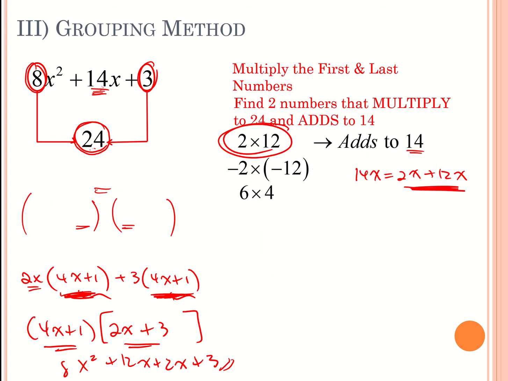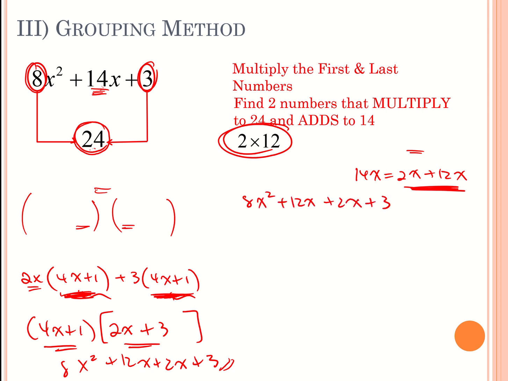Let's say you had a brain fart. Let's continue from here. Let's say you have 8x squared plus 12x first, and then plus the 2x, and then plus the 3. So what I'll do is, let's say I switch them. Again, the steps are still the same. You look at the two terms, and you factor the greatest common factor. So right now, you see how it's going to be 4x, right?